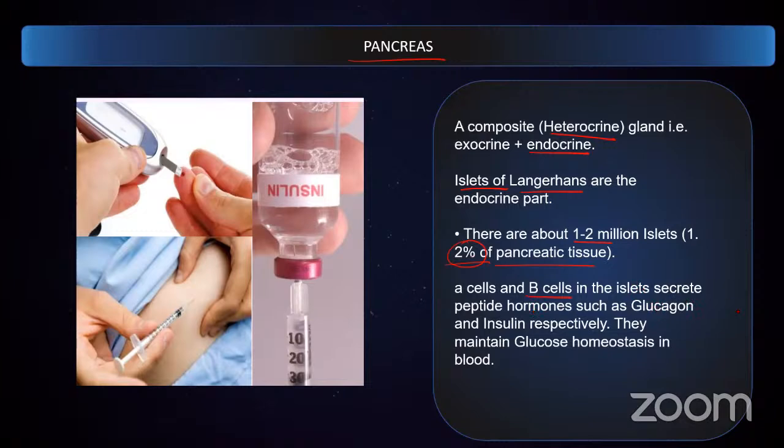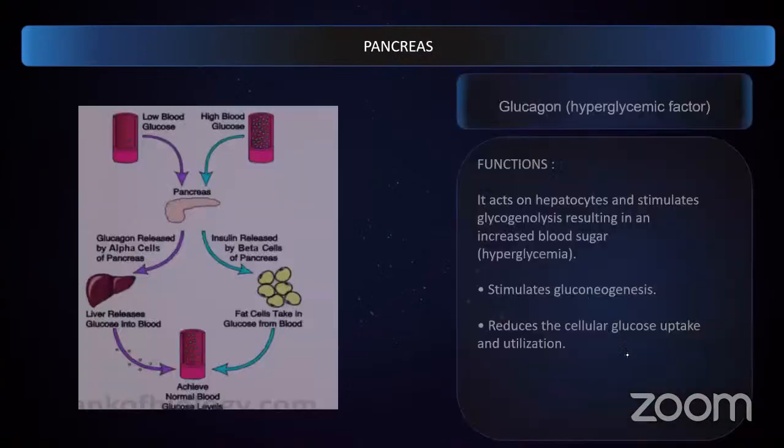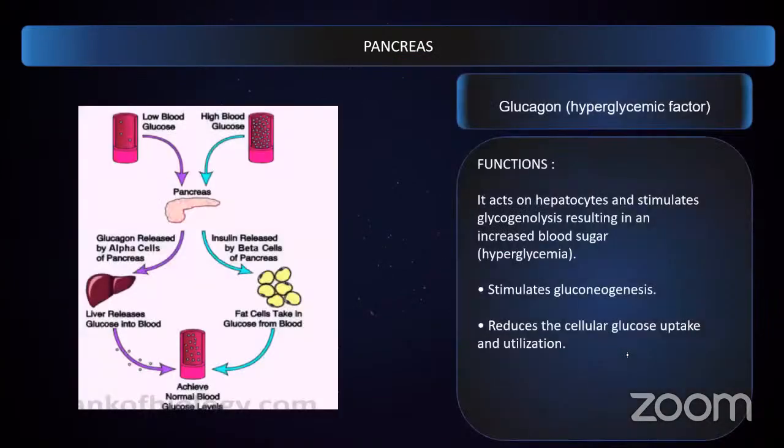The beta cells of the islets of Langerhans are responsible for secretion of a hormone called glucagon, whereas the alpha cells are responsible for insulin. Sorry, alpha cells are for glucagon and beta cells are for insulin, respectively. They maintain glucose homeostasis. They are opposite hormones. Glucagon acts on liver cells, that is hepatocytes, and helps in stimulation of glycogenolysis. When glycogenolysis is happening, there is an increase in blood sugar.